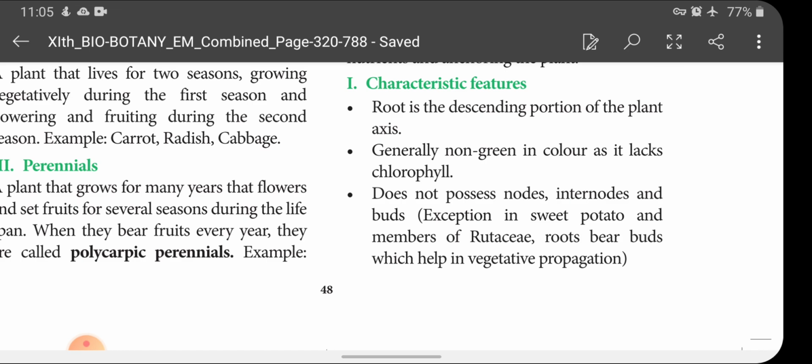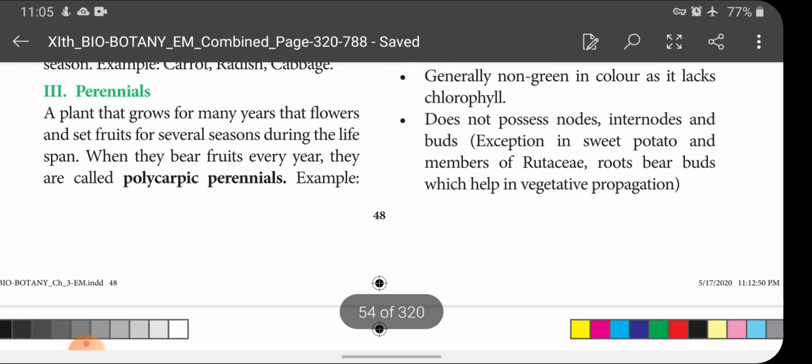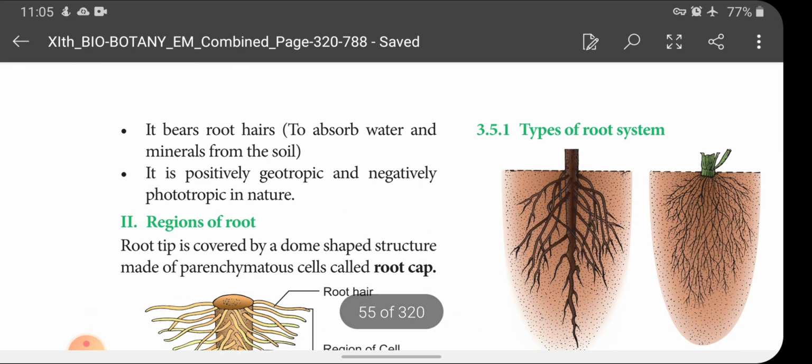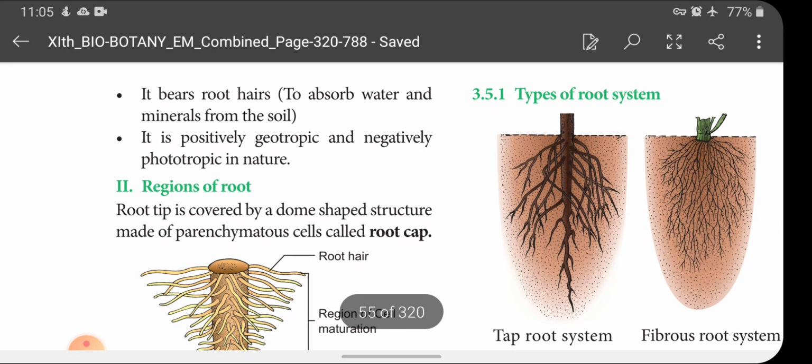Does not possess nodes, internodes and buds. Exception in sweet potato and members of Rutaceae, roots bear buds which help in vegetative propagation. So like stem, the root does not possess any nodes and internodes. But there are some exceptions. In sweet potato and the members of the Rutaceae family, roots bear buds which help in vegetative propagation. The root absorbs water and minerals from the soil, and it is positively geotropic and negatively phototropic. That all you know very well, right children?